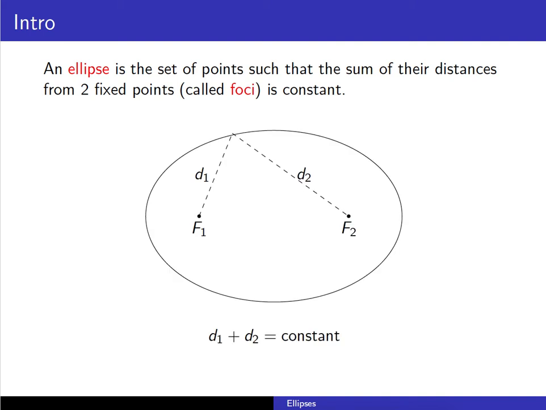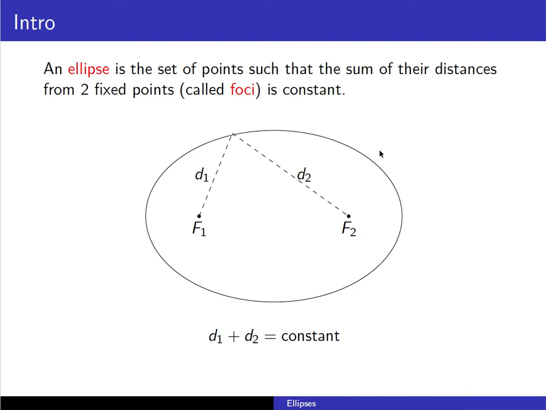So in other words, if we take these two focal points, these foci, and we pick a point on the ellipse, that means that this distance 1 plus this distance 2 is going to be the same number, same value, no matter where on this ellipse we are.